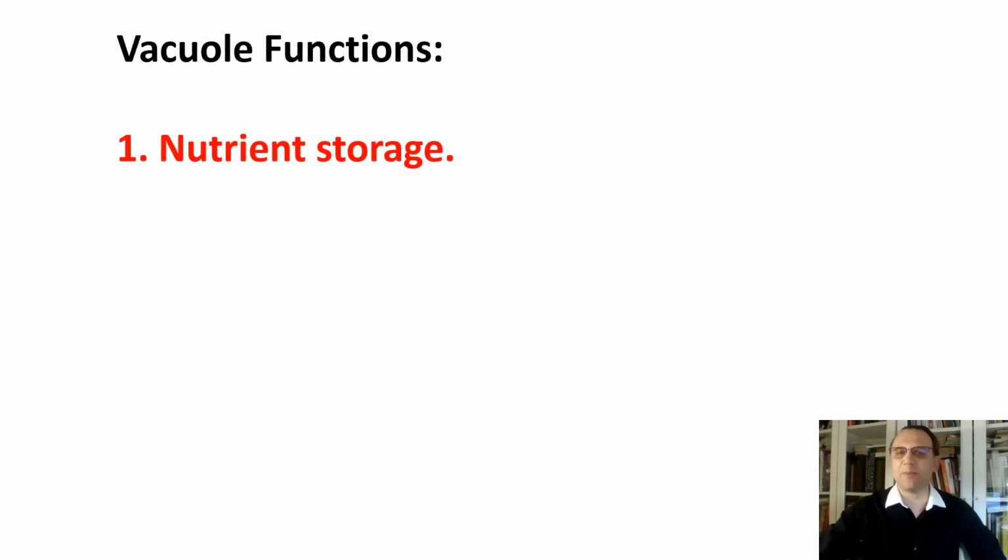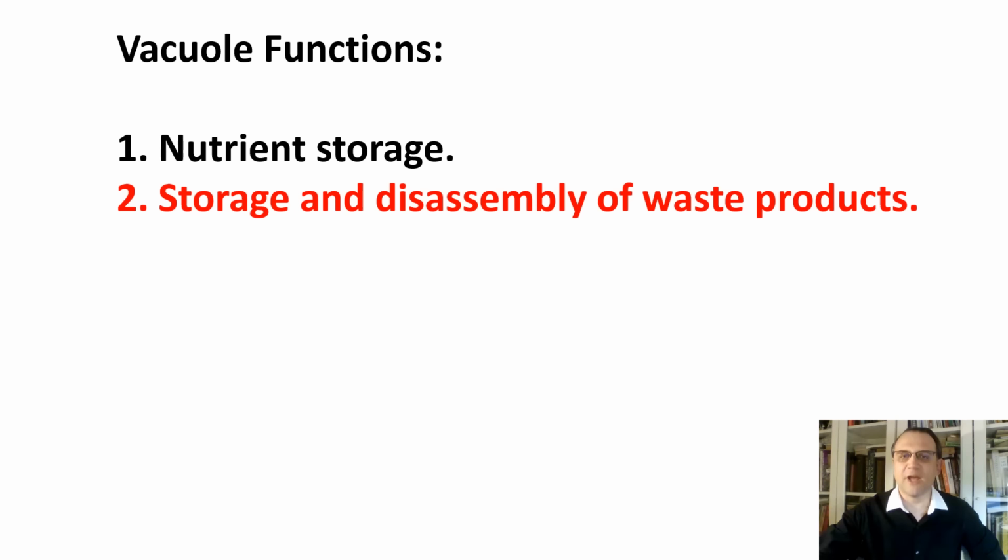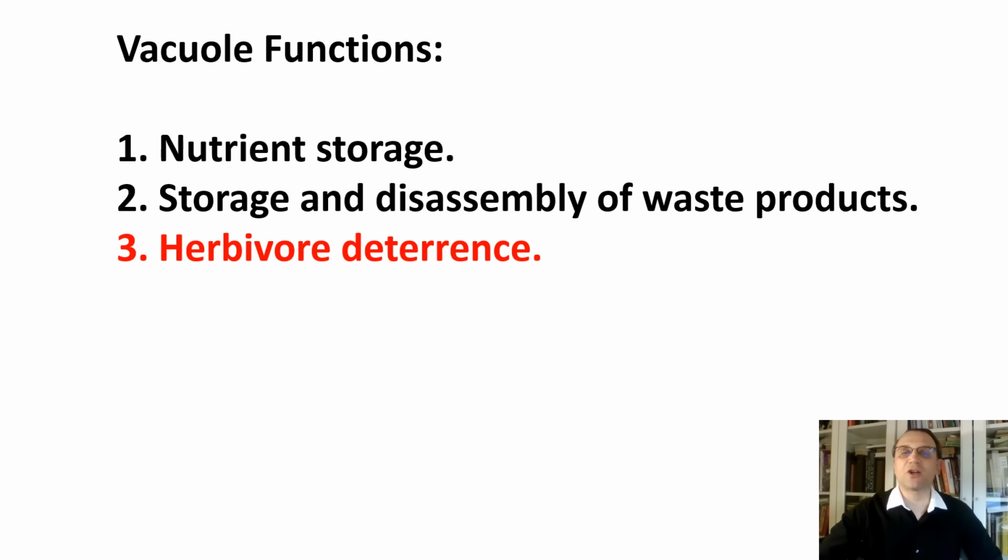In both animal and plant cells, the vacuoles' function is nutrient storage. This is function number 1. In plants, it is waste management. The vacuole retains waste products and degrades them with digestive enzymes, just like the lysosomes in animal cells. The third function in plants is herbivore deterrence. Poisons that accumulate inside the vacuoles of some plants make a powerful deterrent to herbivores.